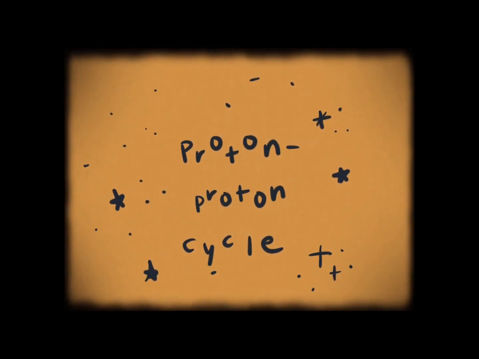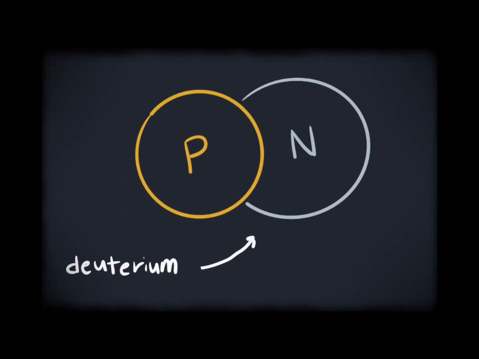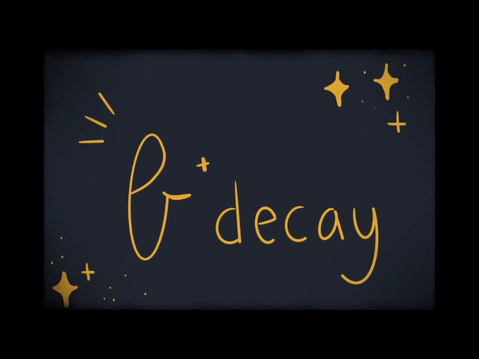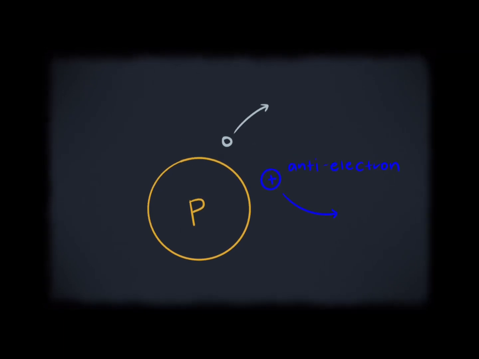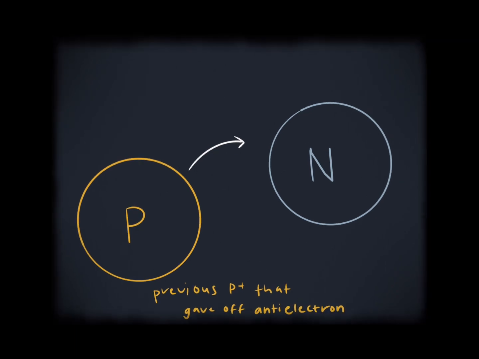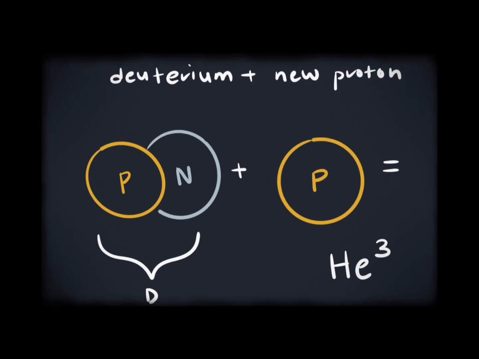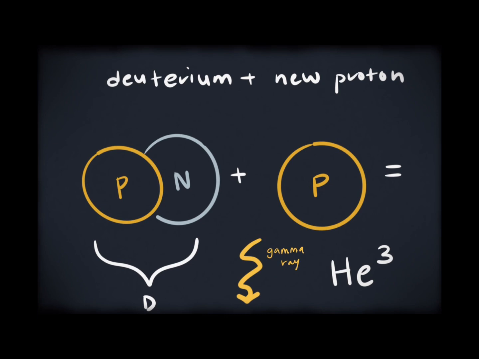The first step in the process is two hydrogen atoms reacting to form a deuterium, which is a stable isotope of hydrogen with one proton and one neutron. The neutron needed to form the deuterium is created when one of the two original hydrogen atoms undergoes beta plus decay, a process in which a proton is converted to a neutron, producing a positron and a neutrino, which are other subatomic particles. After this deuterium is formed, it then reacts with another hydrogen atom to form the helium-3 isotope, producing a gamma ray in the process.